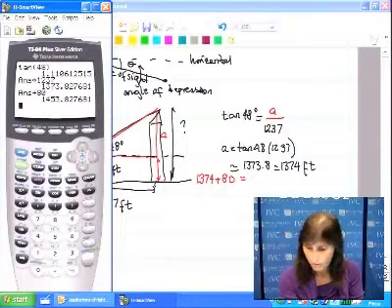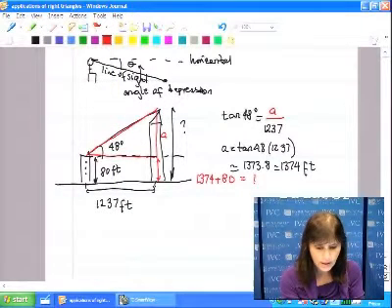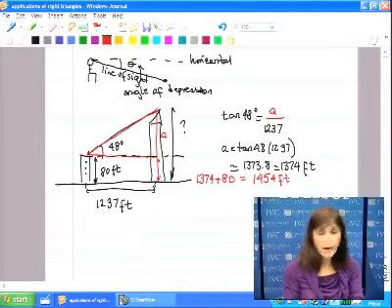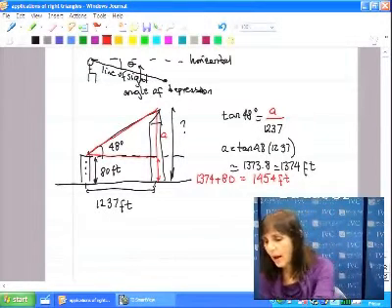You get about 1454 feet. Alright, so this is an application of that.